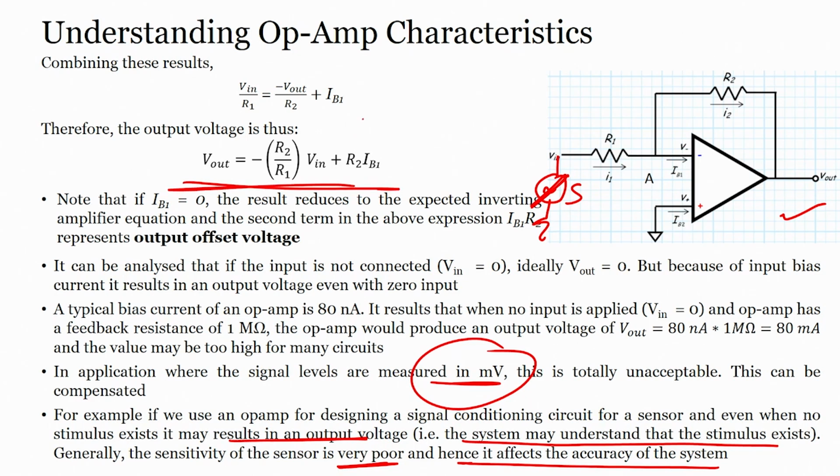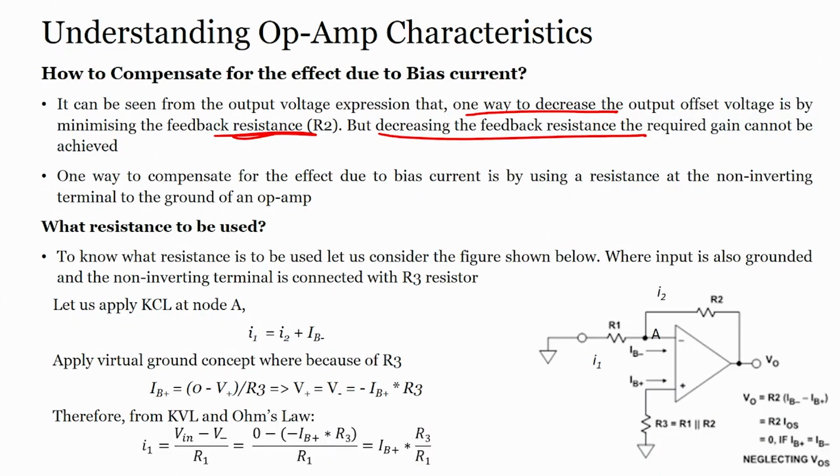If I reduce the value of R2, then I will have minimum effect of IB1, minimum effect of my bias current, but this will also affect my gain. Because I cannot have R2 too small, otherwise I cannot have amplification. So, this is not a possibility.